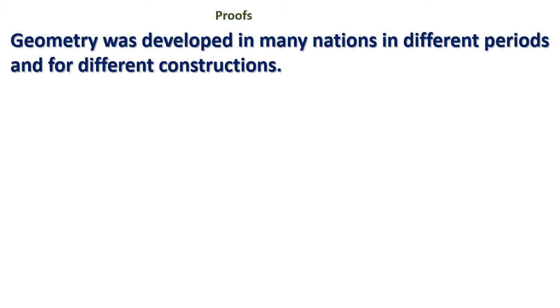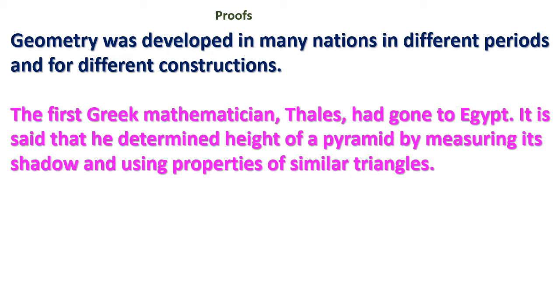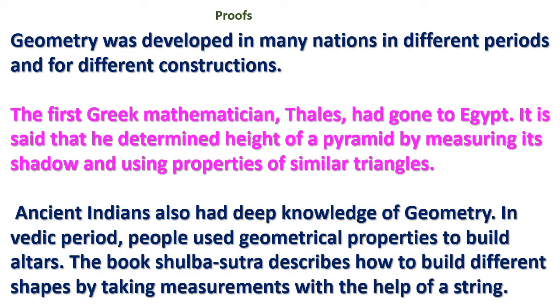and especially geometry. Geometry was developed in many nations in different periods for different reasons and constructions, but Greek mathematicians are famous. Thales and many other famous mathematicians were born and brought life to mathematics in that land. They made the pyramids, and in the making of it, using the properties of triangles and the shadow of the pyramid, the height of the pyramid can be calculated. Many such interesting things happened at that time.